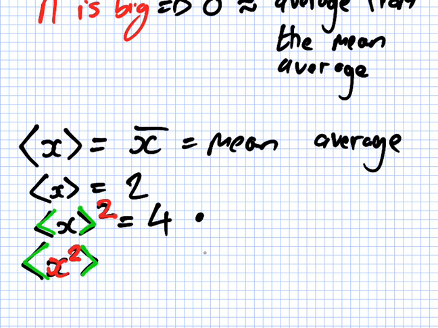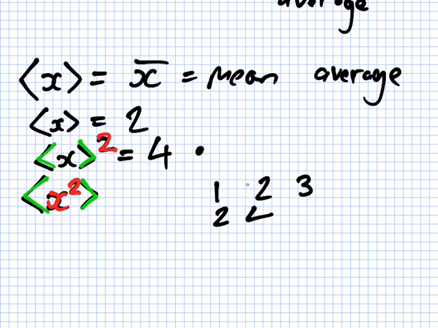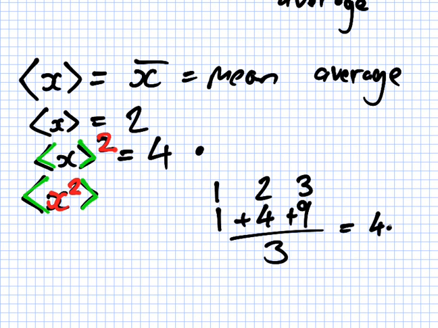So our data was, what was it, 1, 2, 3. If I square that, what do I get? 1, 4, 9. So if I add these together and divide by 3, I get 14 over 3, which is, what's that, 4.67, is it? 4.67, alright. Well, 15 over 3 will be 5, so it's 1/3 away from that. 4.67.